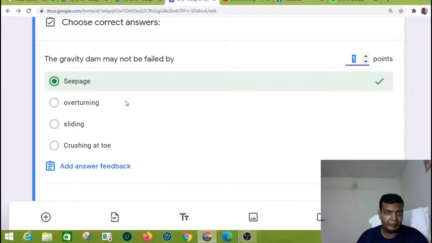The gravity dam may not be failed by seepage. It may be failed due to overturning, it may be failed due to sliding, it may be failed due to crushing at the toe.